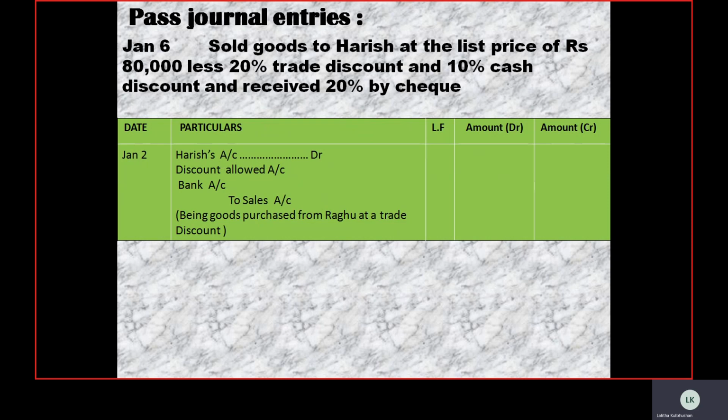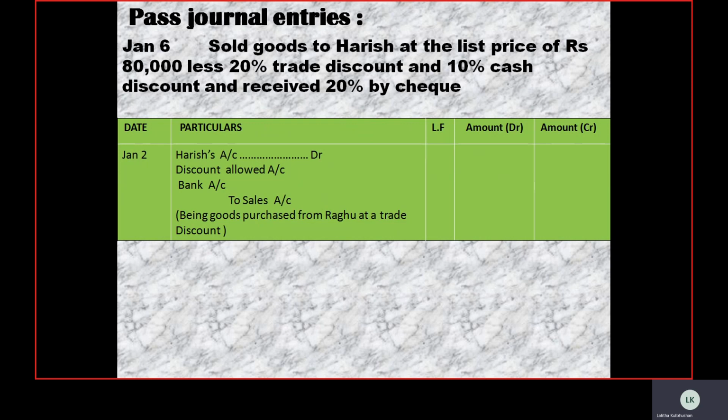And as we have discussed already, in case of sales, the discount is an expense. This is the reason the discount allowed is debited over here. And the 20% of the amount is actually received by us, so it means an increase in the bank balance, an increase in the value of an asset. And when the asset increases, it has to be debited. Then to sales, which means outflow of the goods, so a decrease in the value of the assets, that means it has to be credited. So the journal entry would be Harish account debit, discount allowed account debit, bank account debit, to sales account credit.